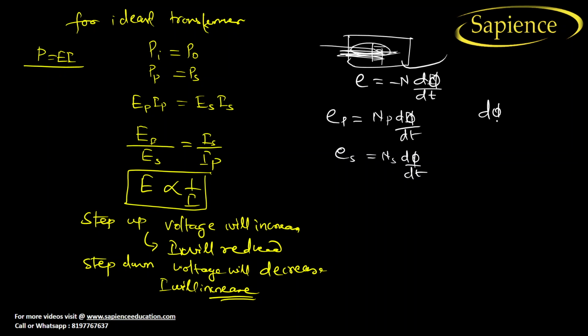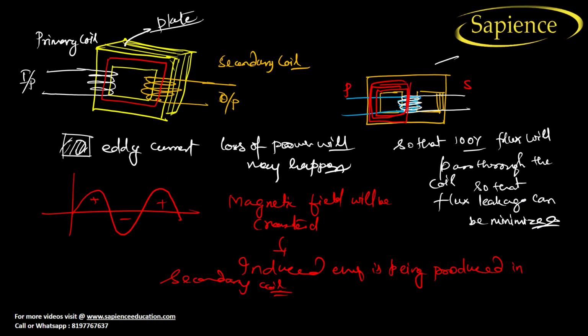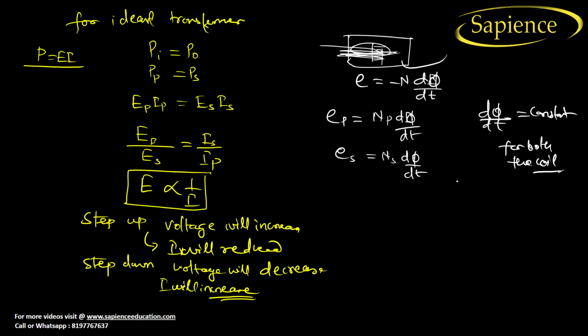Now the rate of change of flux will be constant for both the coils. Why is it constant for both? Because both coils are placed in such a way that the area is constant and the rate of change of flux will remain constant for both. So it means that d phi by dt will remain constant. So just equate it: it is 1 and it is 2.